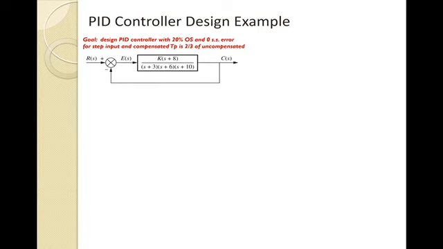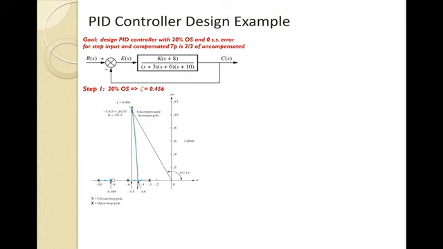So here is our system. We can see our G of S term here. The goal is to design a PID compensator such that we have 20% overshoot, 0 steady state error when we give a step input. And what we want is that our compensated peak time, T sub P, the peak time where we have the overshoot, to be 2/3 of the value of our uncompensated system. So a lot going on here in the goal, but we'll break that up as we go forward in the design.